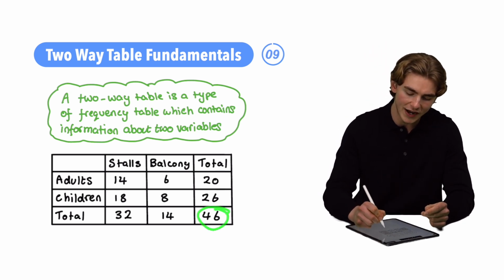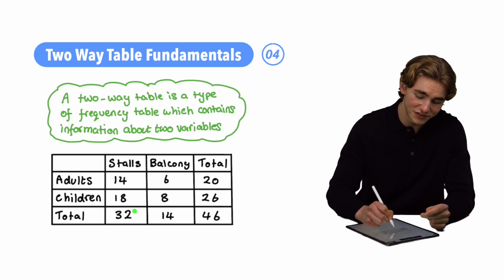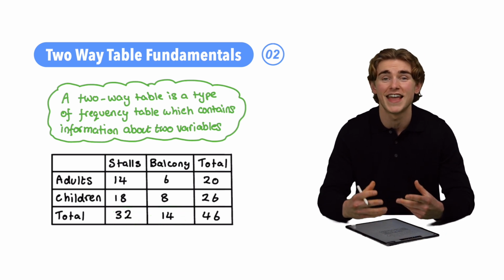We could do that by doing our total number of adults plus our total number of children, or our total number of people sitting in stalls plus our total number of people sitting in balconies.